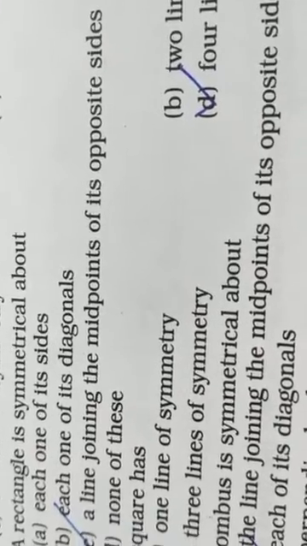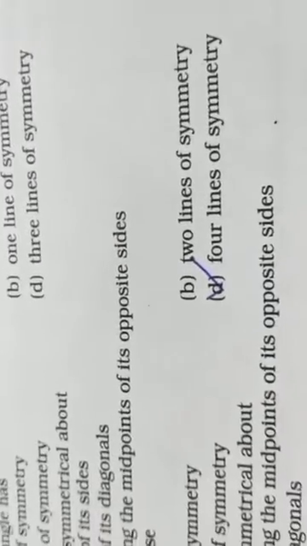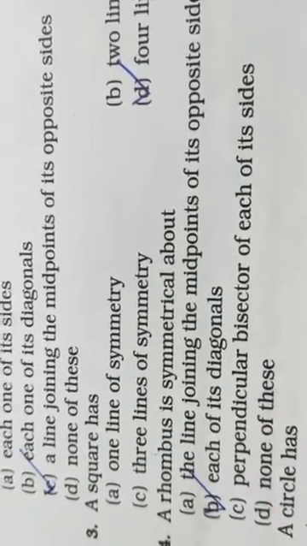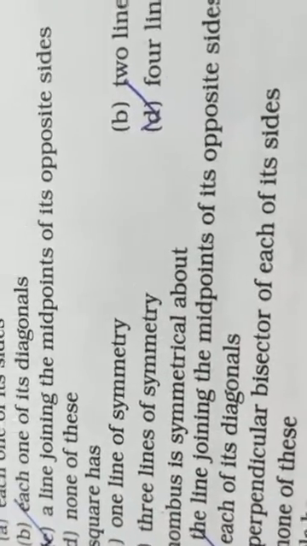Square has how many lines of symmetry? 4 lines of symmetry. Then rhombus. Rhombus is symmetrical about each of its diagonals.